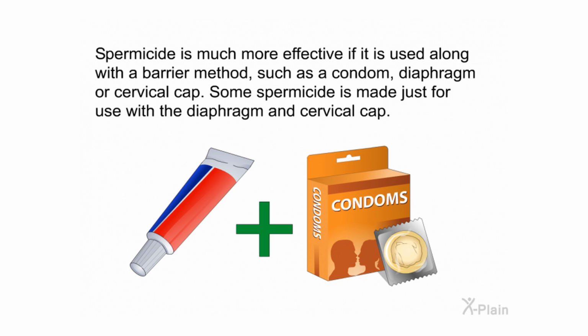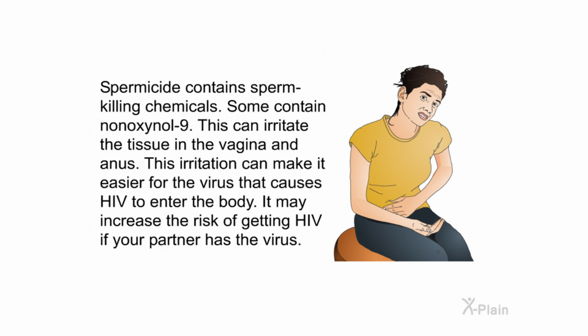Spermicide is much more effective if it is used along with a barrier method such as a condom, diaphragm, or cervical cap. Some spermicide is made just for use with the diaphragm and cervical cap. Spermicide contains sperm-killing chemicals. Some contain nonoxynol-9. This can irritate the tissue in the vagina and anus. This irritation can make it easier for the virus that causes HIV to enter the body. It may increase the risk of getting HIV if your partner has the virus.